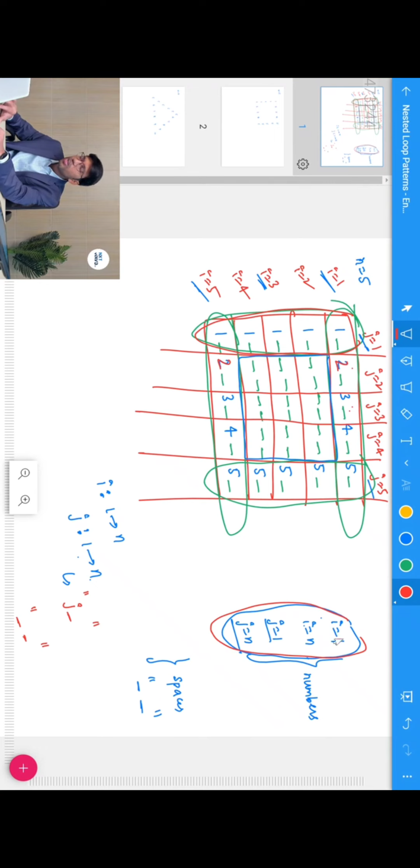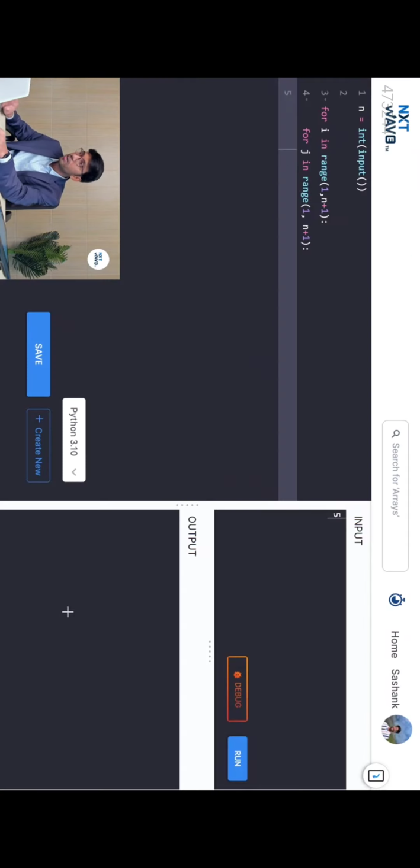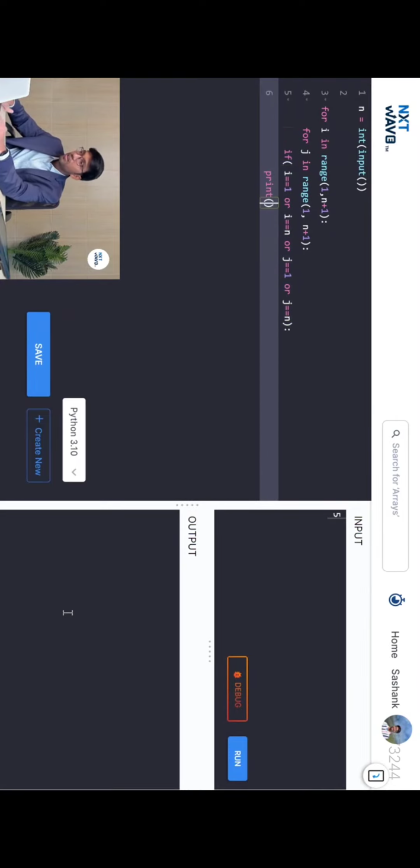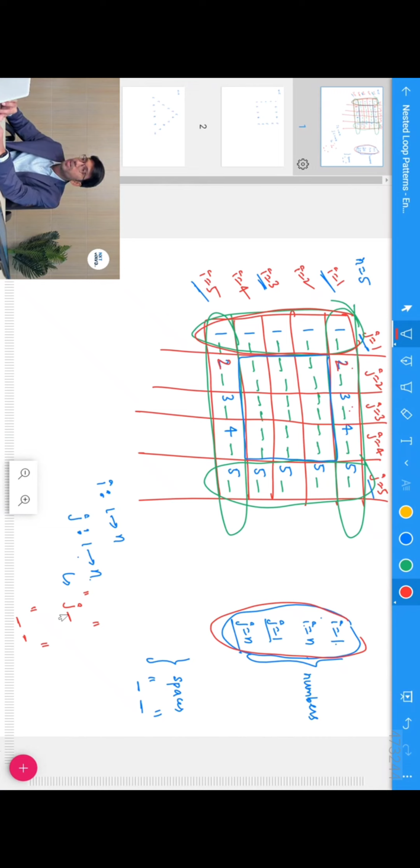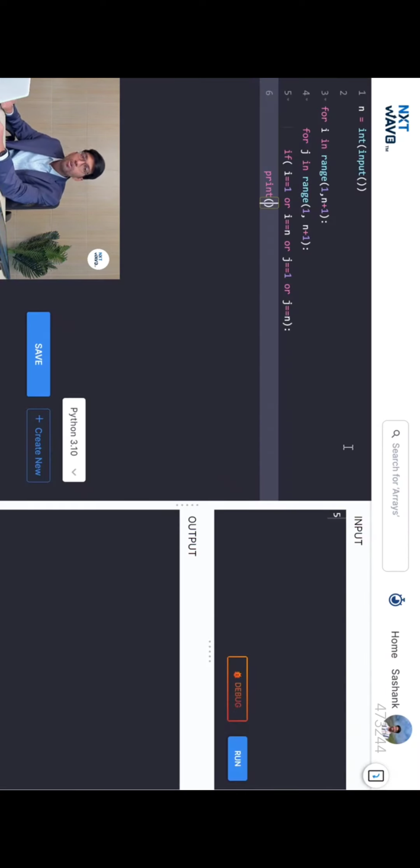What do we need to do? If we are on the border, that means if any one of these conditions is true, we need to print our number. What is our number? The column number, which is j. So if i equals 1, that is the first row, or i equals n or j equals 1 or j equals n, in that case we need to print the column number j and a space. If you see here, in the first column we are printing 1, in the last column we are printing 5, in between we are printing 2, 3, 4. Okay, j equals 4, we are printing 4, etc. So that means we need to print j followed by a space.